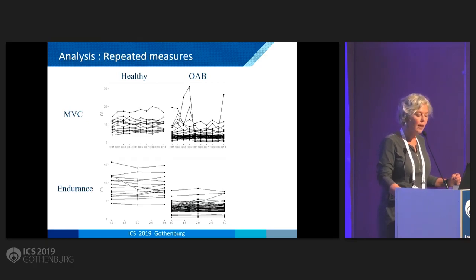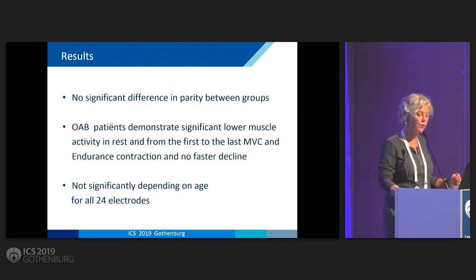For statistical analysis, we used repeated measures, and for every electrode, every single contraction was included. And here you see an example of 1 electrode. Every line represents a series of contractions for 1 case, the 10 MVCs and the 3 endurance contractions. There was no significant difference in parity between the groups.